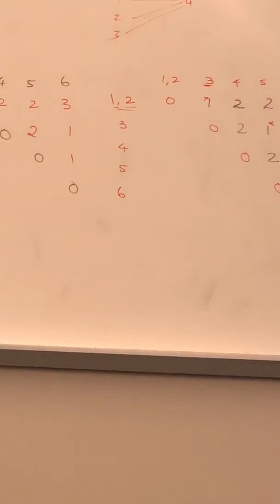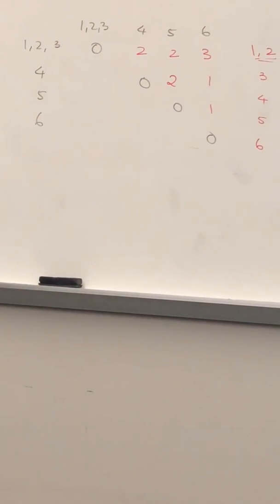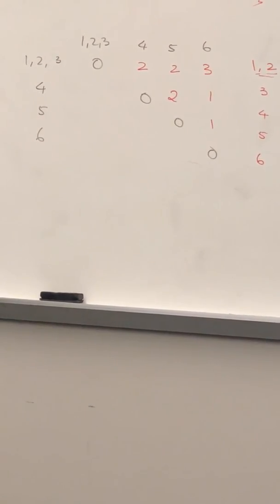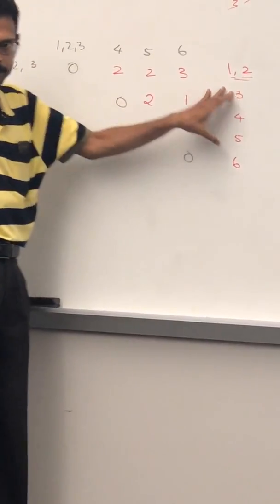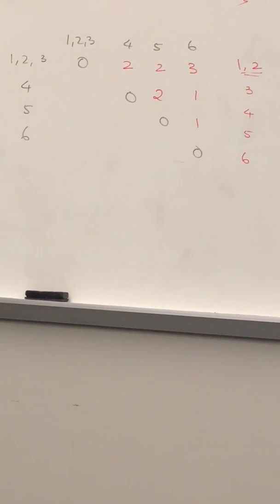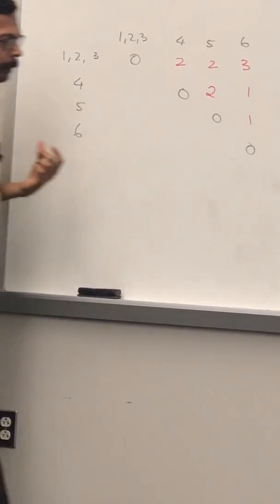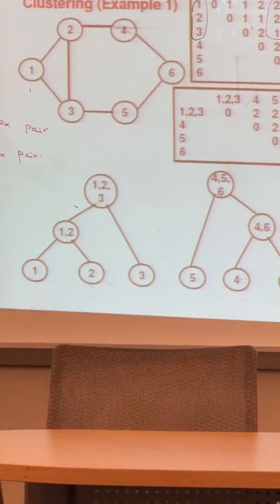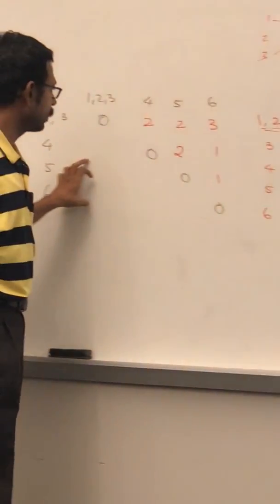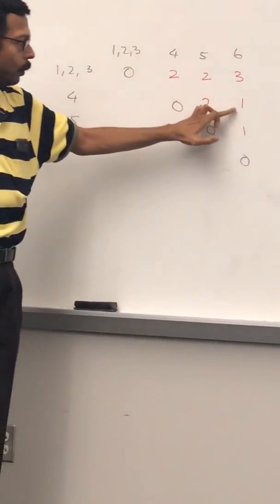You see the number of entries in the distance matrix reduces by 1 each time, the number of rows and columns. We started with 6 rows, 6 columns, 6 vertices or 6 entities. Now we have 5, now 4. 1, 2 and 3 are combined as one community. So let us proceed further. We now need to look for the smallest value in this distance matrix, which is 1.